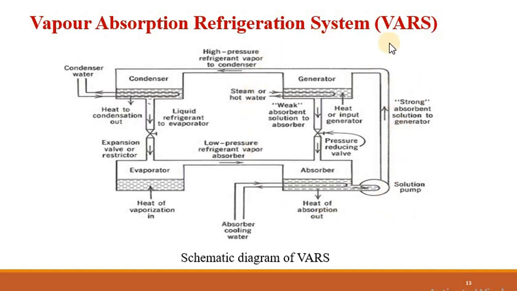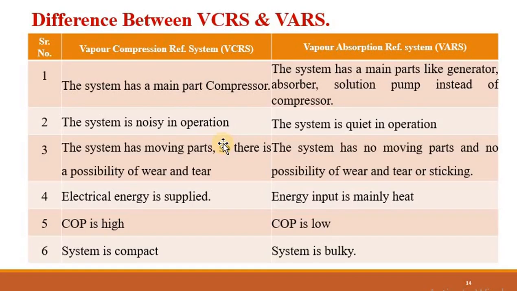Okay, this system is not using a compressor, so it gives comparatively lesser COP. It consumes less energy. It is very good for bulky systems, but not for smaller domestic systems. So the differences between VCRS and VARS: in the vapor compression system, the main part is the compressor, while here the generator, absorber and solution pump are used instead of the compressor.